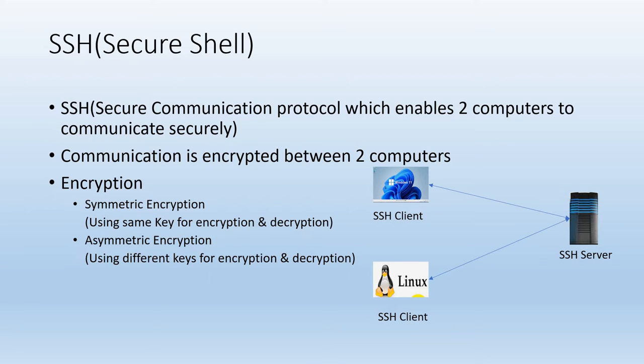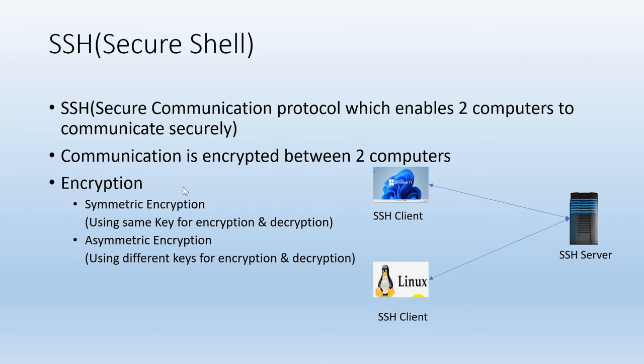In this video, I will explain SSH in detail. SSH means Secure Shell. It is a secure communication protocol which enables two computers to communicate securely. The communication is encrypted between two computers. So in the diagram, I have shown a server and two clients. These two clients communicate with the server securely using some encryption. So this channel is an encrypted channel which provides secure communication between the client and the server.